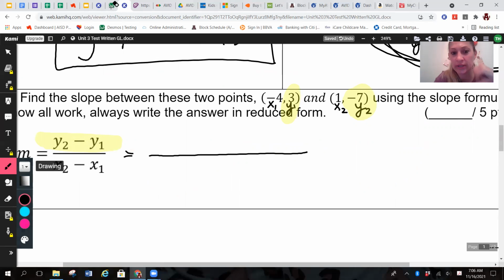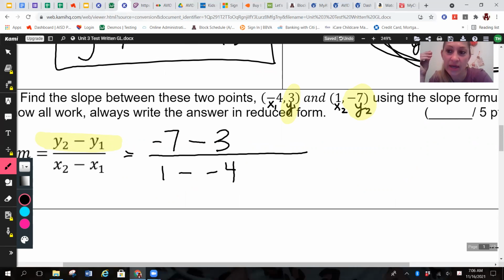So I'm going to draw a really long divided by sign for a fraction. I'm going to put the number for y2 first. My y2 is -7. I'm going to write a subtraction sign. And then it says y1. And y1 is 3. Now I'm going to use the x2. My x2 is a 1. I'm going to use a subtraction sign. And my x1 is a -4.